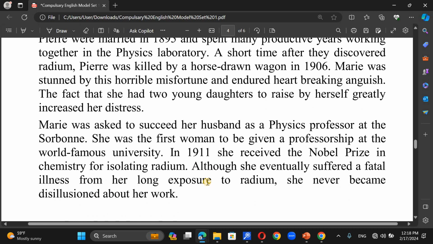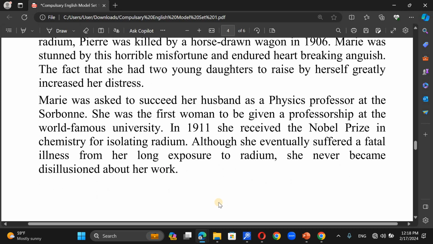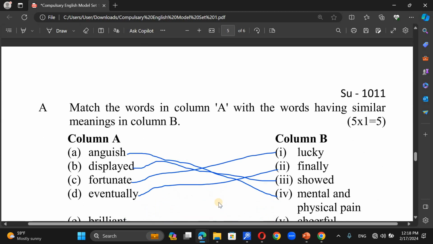In 1911, she received the Nobel Prize in Chemistry for isolating radium. Although she eventually suffered a fatal illness from her long exposure to radium, she never became disillusioned about her work. Now, dear students, I think you can understand it. It's not a difficult text, and the questions are also very easy.